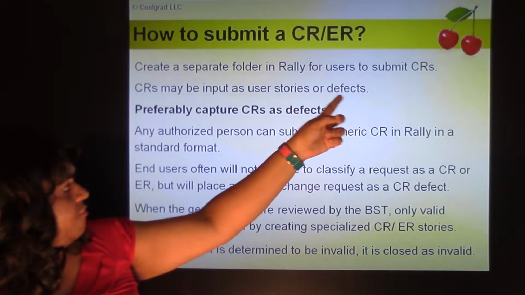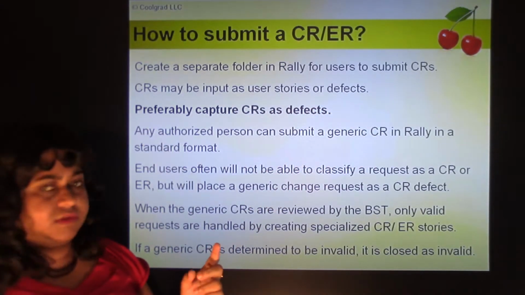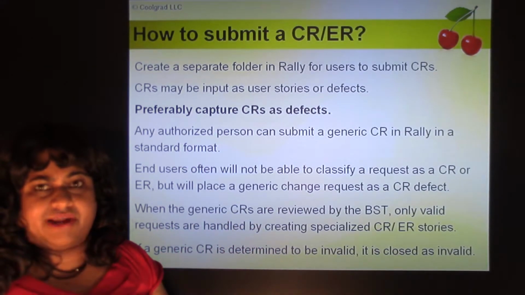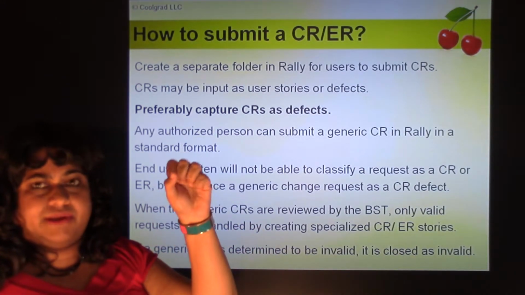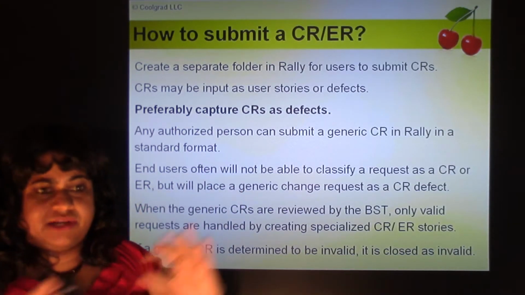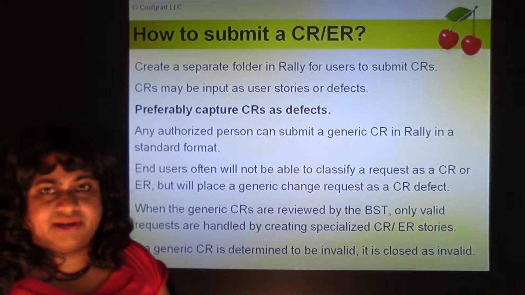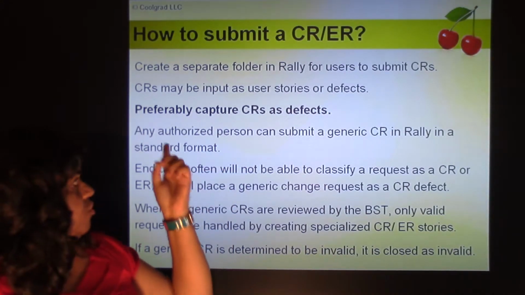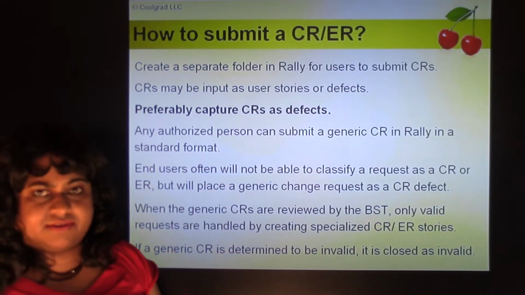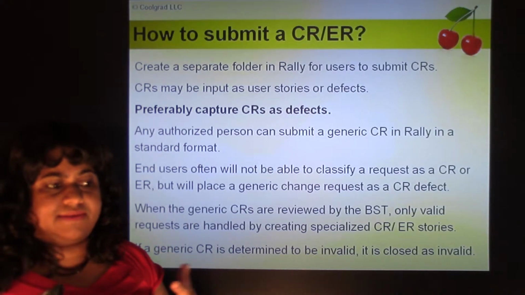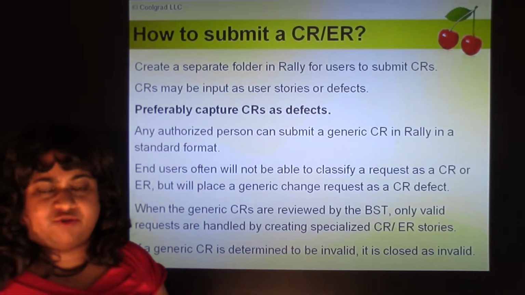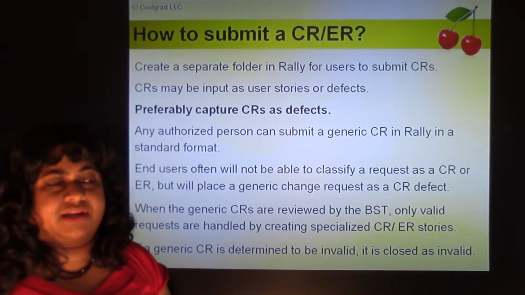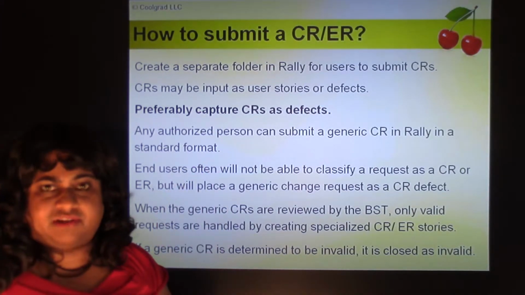So create a separate folder for users to submit CRs. You tell them in which portion of Rally to go visit. So there's probably an epic story or feature or something, and under that you put all the CRs. If they are submitting it as a defect, you create, say, a sample one user story. Usually it's good to capture CRs as defects. In the defect, there's this expected result, actual result. A defect is usually something that goes wrong, but it doesn't necessarily have to be that. It can be captured as a user story or as a defect.